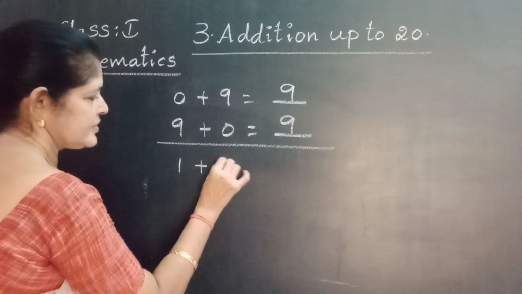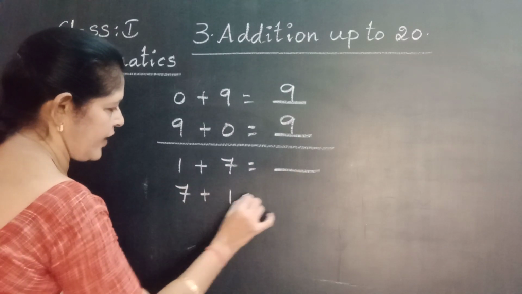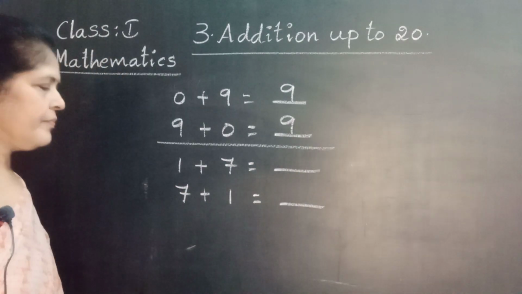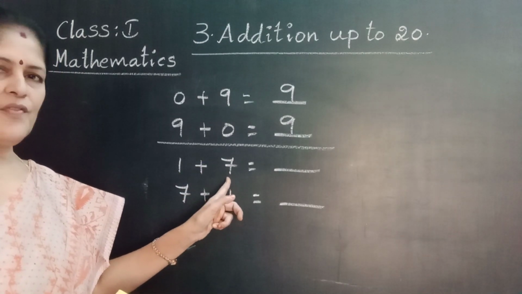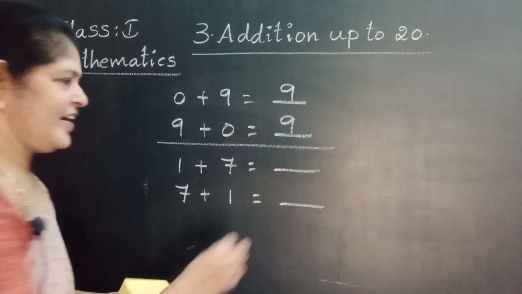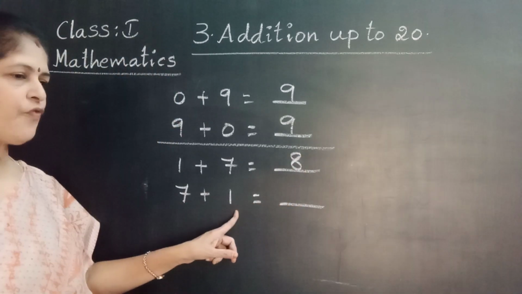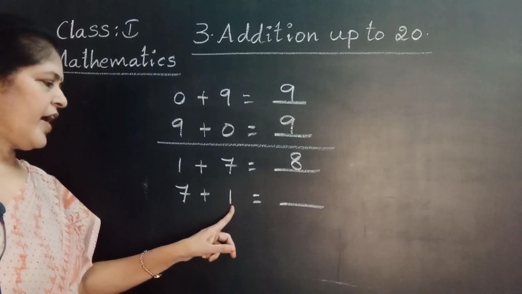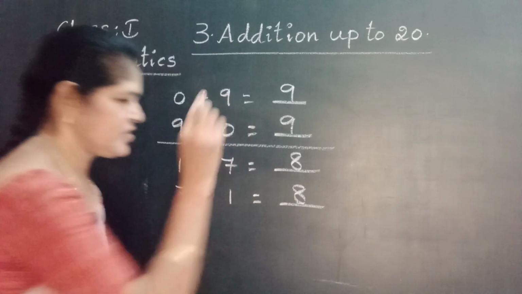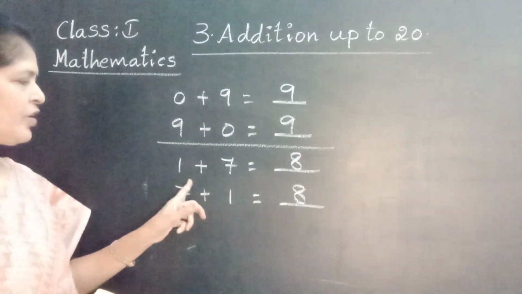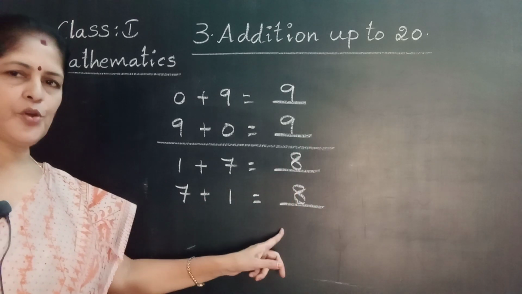1 plus 7. 7 plus 1. Tell me the answer. We add 1 to 7. Then after 7 comes 8. Very good. Now 7 plus 1. Here also we add 1 to 7. After 7 comes 8. Did you understand the magic? 1 plus 7 or 7 plus 1, same total.